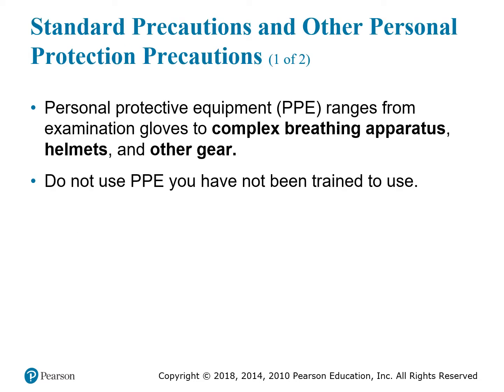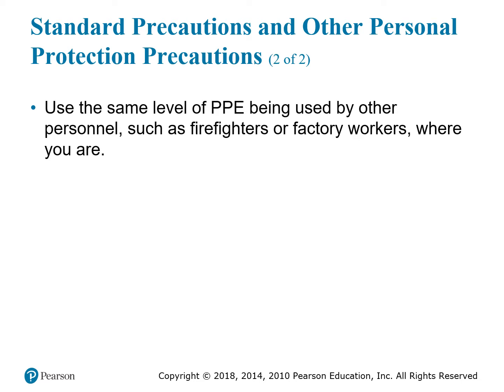Now, PPE is the equipment that you take to protect yourself, okay, from pathogens and from the environment. Okay, it can include simple nitrile exam gloves. It could also include full turnout gear and an SCBA. Okay, so you need to make sure that you're using the appropriate amount of PPE for the scene that you're on. Also, don't use any PPE that you're not trained in using. All right, make sure you're familiar with the equipment and you know how to use it.